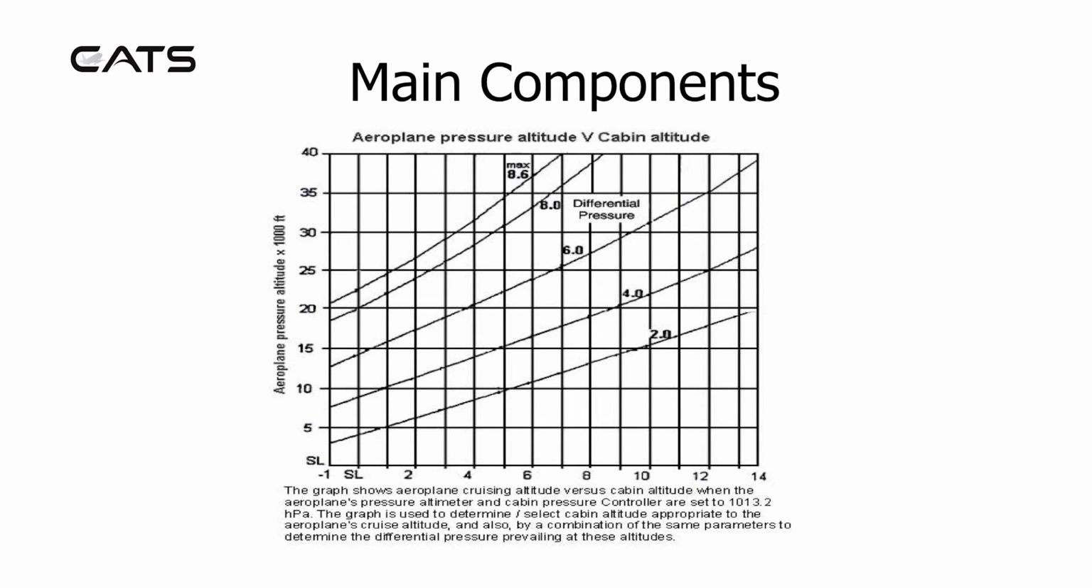This graph shows aeroplane pressure altitude versus cabin altitude for various differential pressures. For example, for a differential pressure of 8.6, the aeroplane pressure altitude can be 35,000 feet and the cabin pressure will be approximately 5,000 feet.